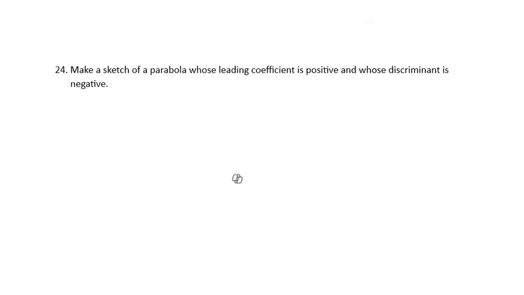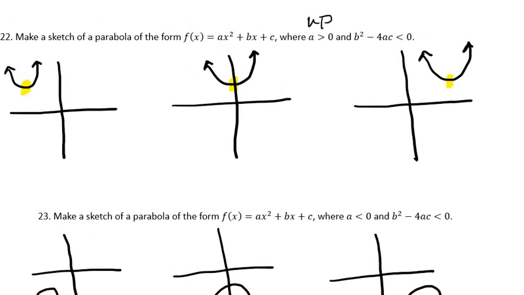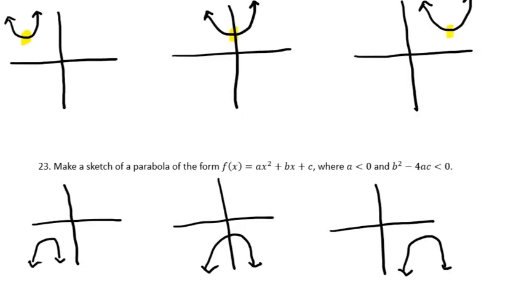Okay, problem 24 says to make a sketch of a parabola whose leading coefficient is positive and whose discriminant is negative. And actually, this problem is the same as the problem that we did earlier, the directions were just written out algebraically instead of verbally. So problem 22 here is the exact same as problem 24.